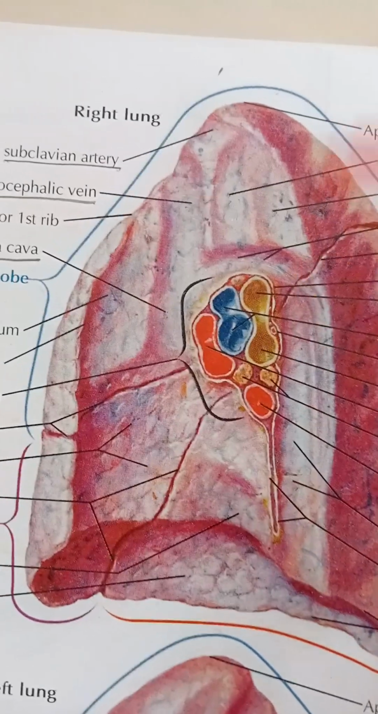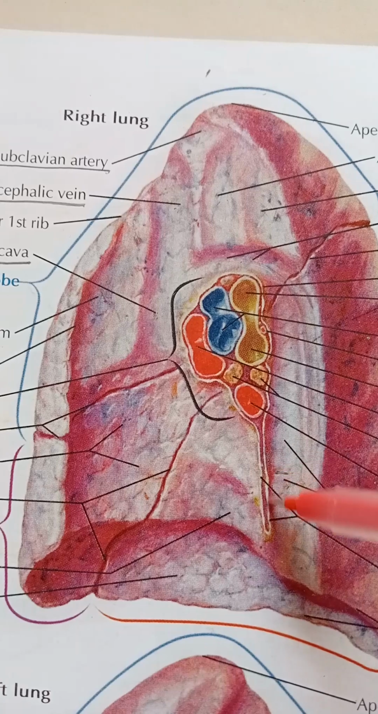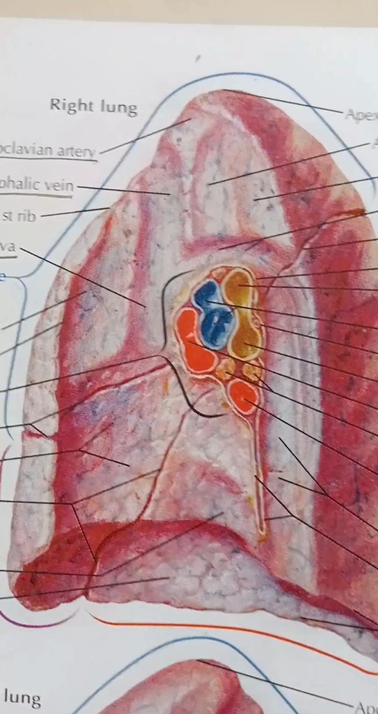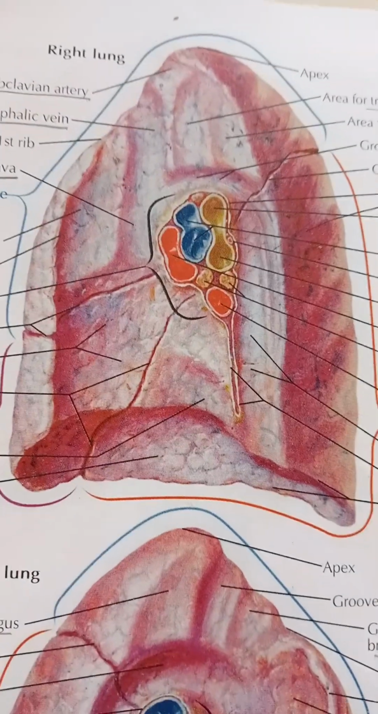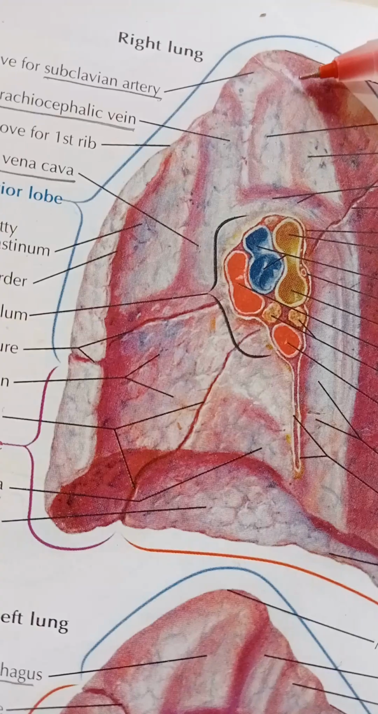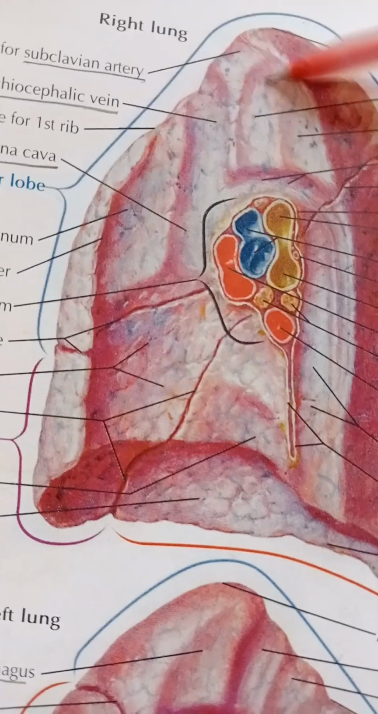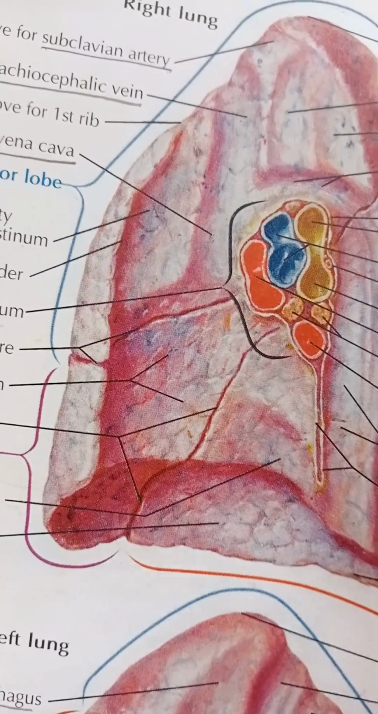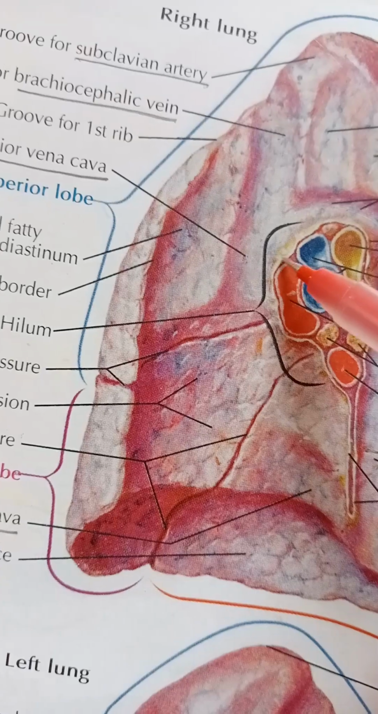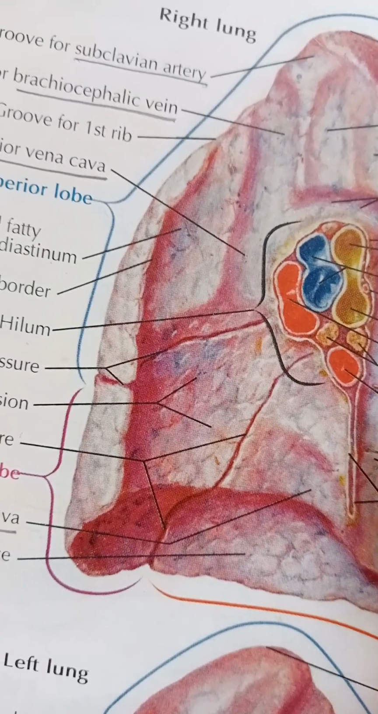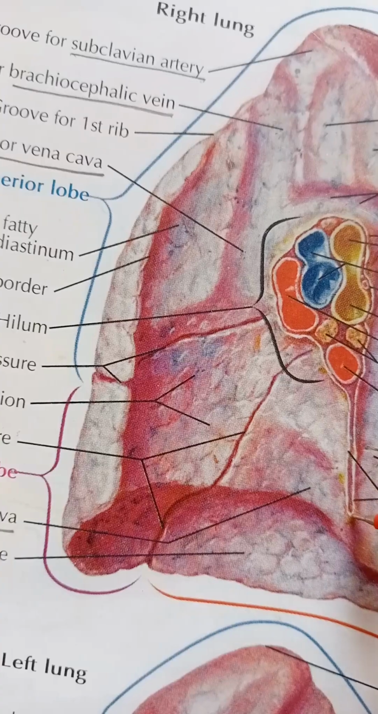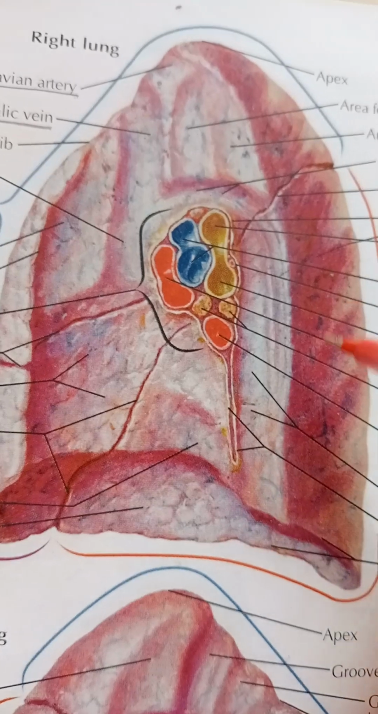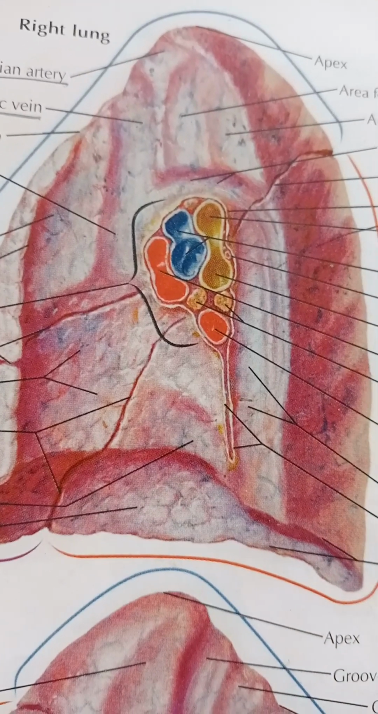Here we can see a cuff of pleural reflection. This is known as the pulmonary ligament. The visceral pleura is intimately adherent to the viscera, and it entirely covers the surface of the lung, and it's absent along the hilum of the lung as well as along the attachment of the pulmonary ligament. And we cannot separate the pulmonary pleura from the viscera.